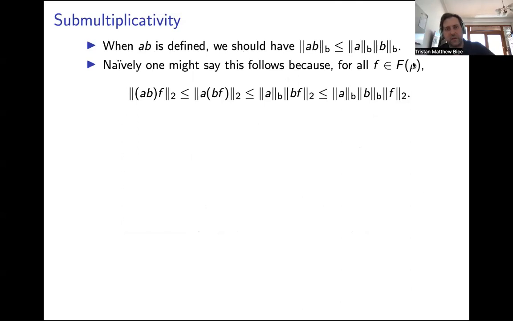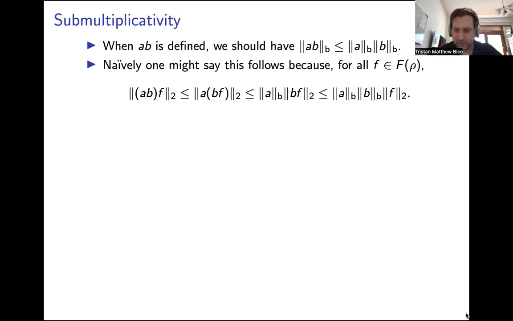And there is an almost obvious, naive argument that would give you this, and it goes like so. You'd say, well, say AB is defined, then certainly ABF is defined, and I know associativity holds, so I can rewrite it in this way. Then by the definition of the B norm, this should be below the B norm of A times the 2 norm of BF. And then you just apply the same to here, you iterate, and you'll get this expression here. But there's actually a reason why that doesn't work.